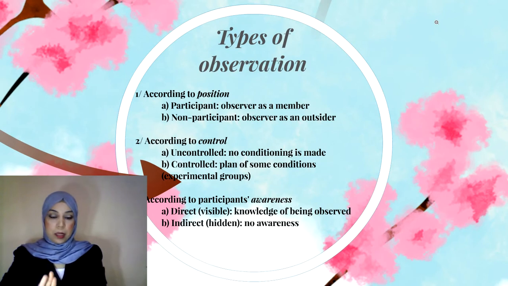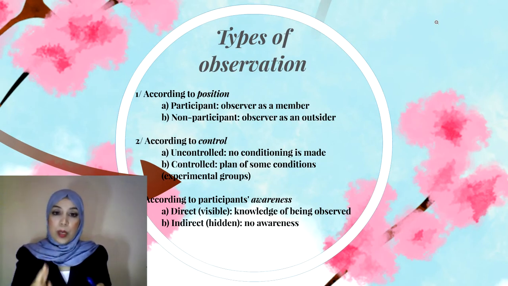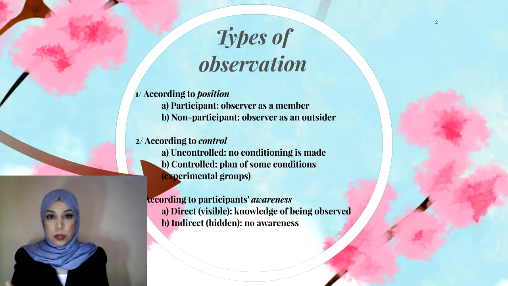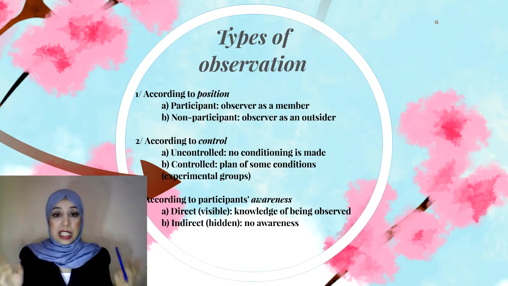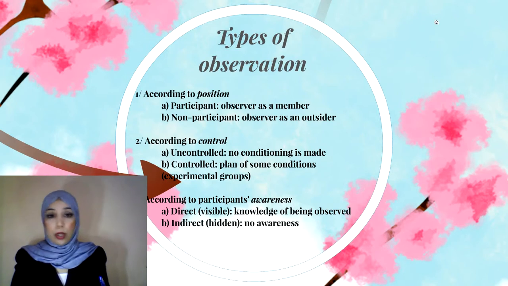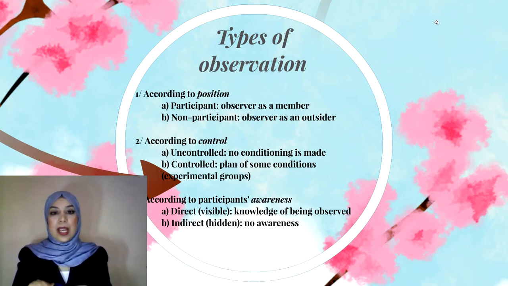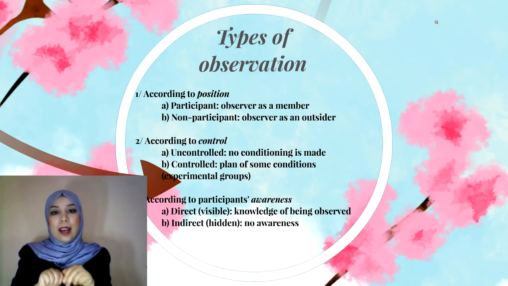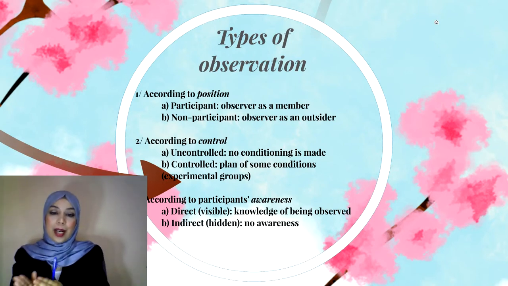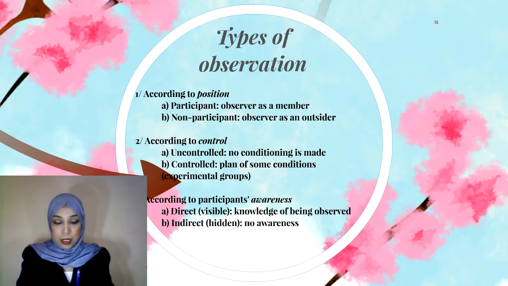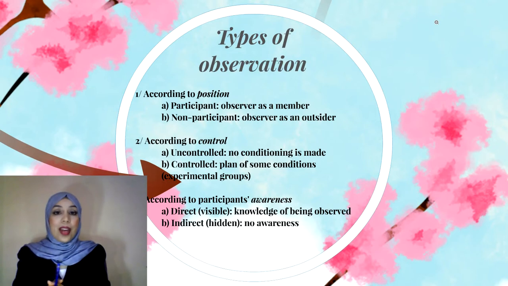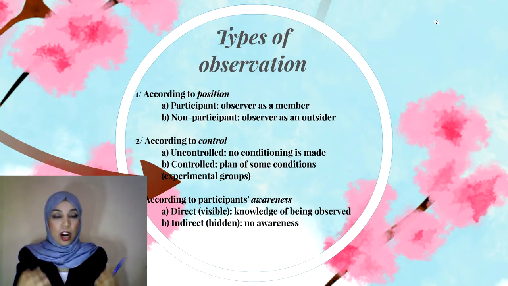According to participants' awareness. Sometimes while observing, most, if not the majority of researchers and observers do not tell their informants or participants that they are under observation. This process is called indirect observation or hidden observation. A hidden observation is one where the researcher does not tell their informants that they are observed. So there is no awareness, no knowledge that the participants are under investigation.